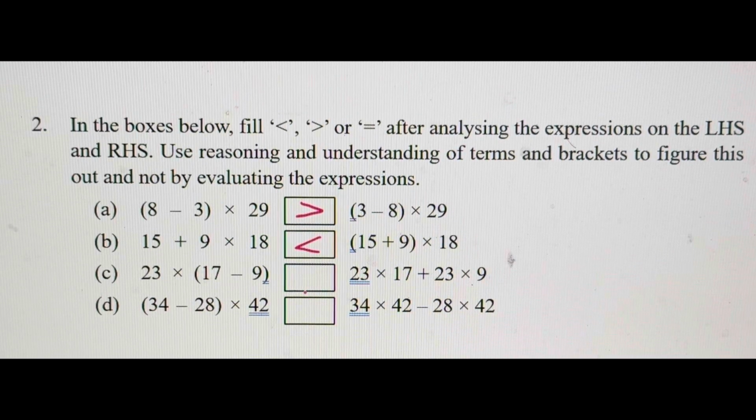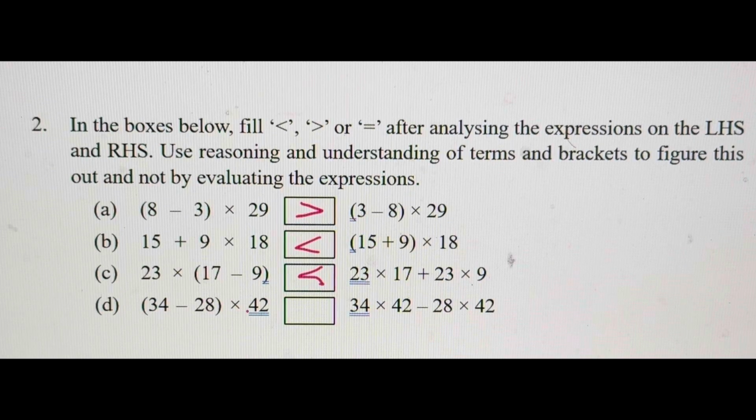Okay, now see, 23 multiplied by (17 minus 9), and on the right hand side 23 into 17 plus 23 into 9. Now here just see the difference. Here it is a minus sign and here it's a plus sign, right? The numbers are actually the same, 23 into 17, and 23 into 9, but here they have subtracted, here they have added. So wherever you add the two multiples, naturally that part will be greater.